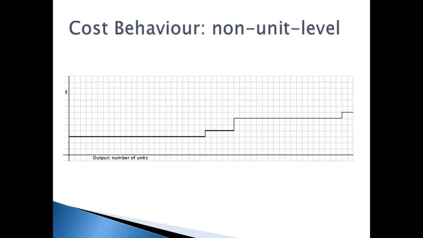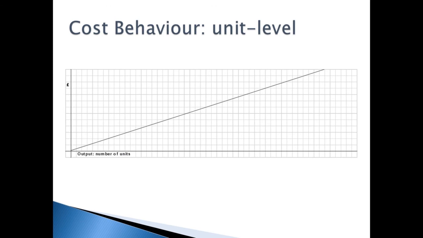Now, to understand the significance of this, we need to look at the way these costs change as we make more and more units or deliver more services to more customers. For all the types of non-unit level, the costs go up in chunks. Nothing happens for a while and then there's a sudden increase. For the unit level ones, obviously every time you make an extra unit the costs go up, so it goes up like this.